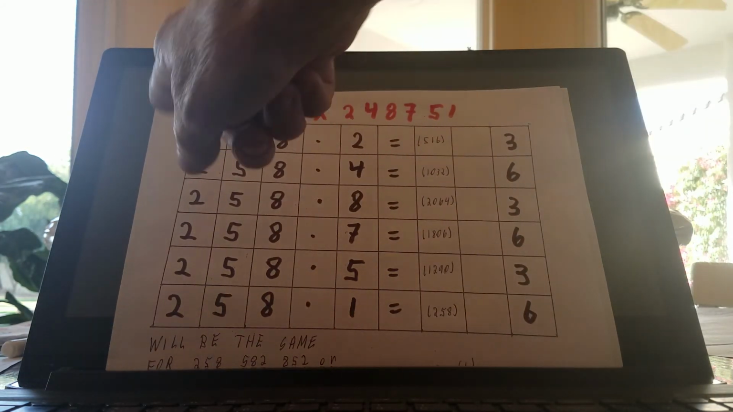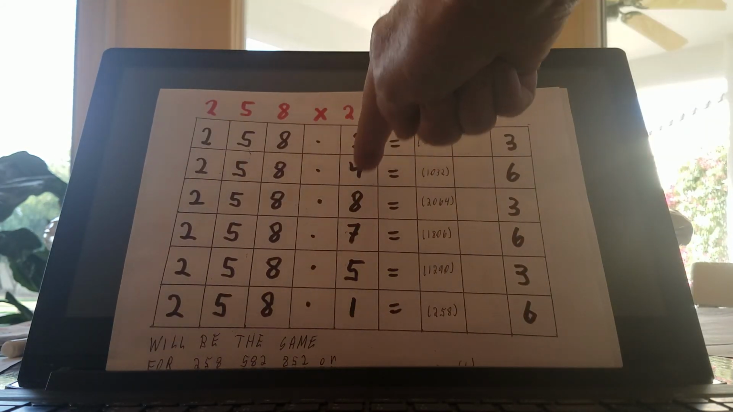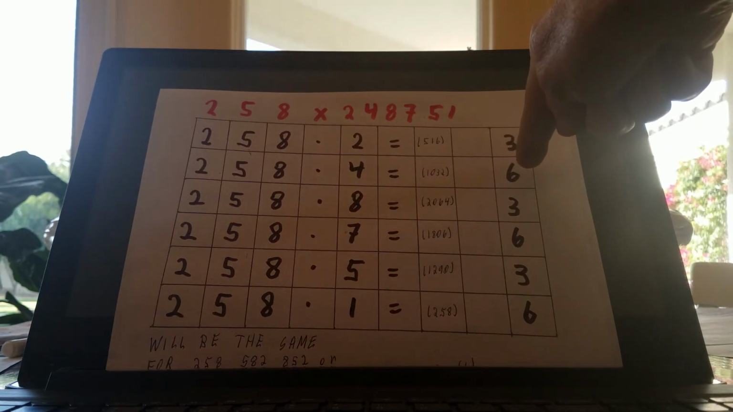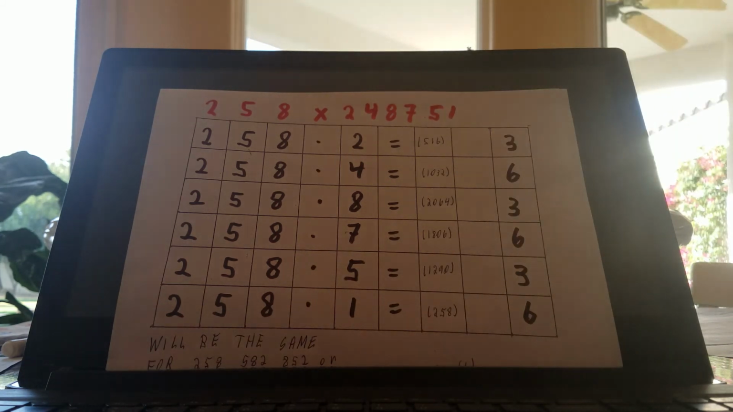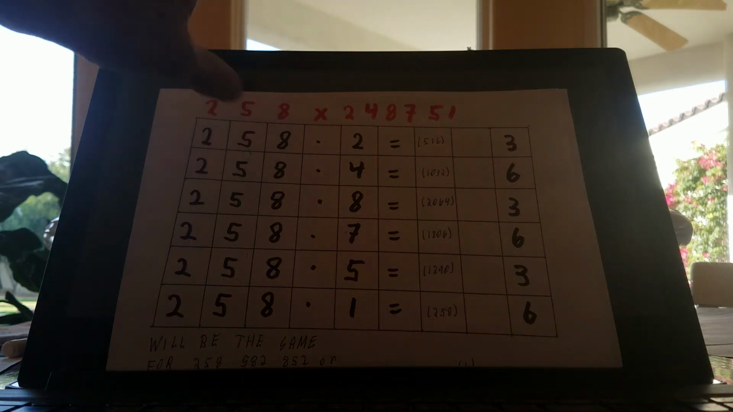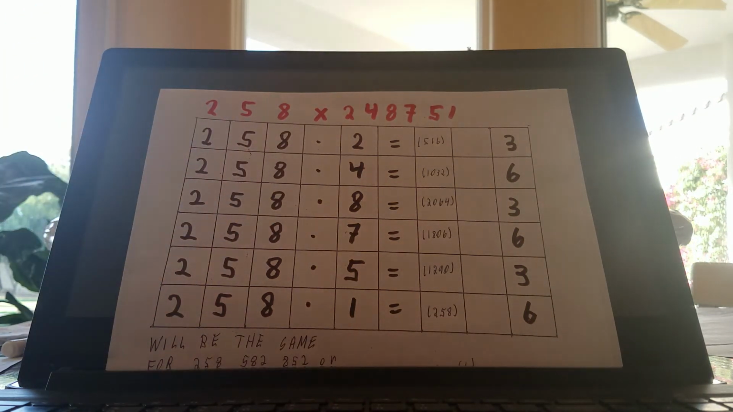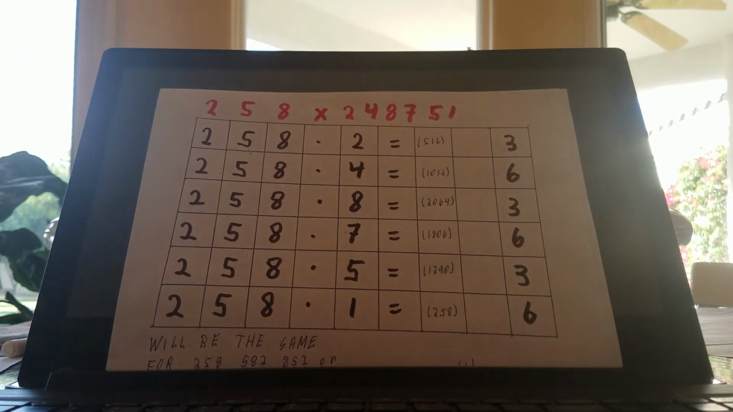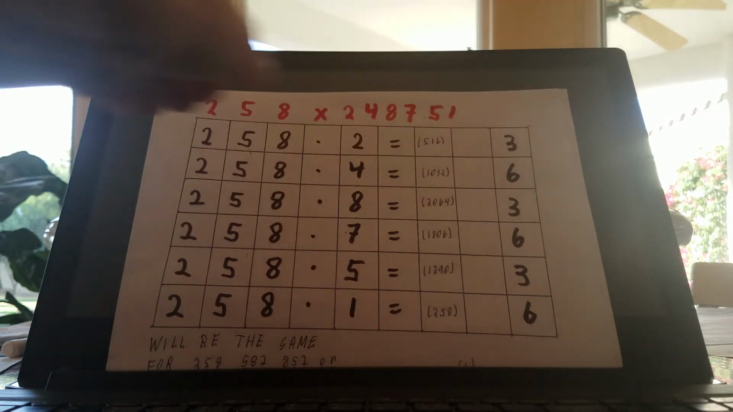So the same thing applies to the 258 code. If we multiply the 258 code against the 248751 code, we're going to get 36, which adds up to 9. If we multiply them, that's 18, which adds up to 9. 3636. So that's the 369 code. And it shows you how the 258 code and the 147 code is the 248751 code is the 369 code.